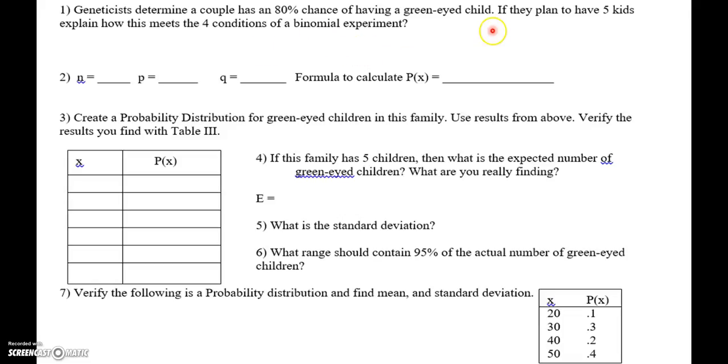The trials must be independent of each other. Well, having one child has nothing to do with having the next child. Each trial must have only 2 outcomes. You have a green-eyed child, or you don't have a green-eyed child. So 2 outcomes. The probability of success in each trial must remain constant. Well, each time you have a child, you have 80% chance of having a green-eyed child. So that's constant the whole way through.